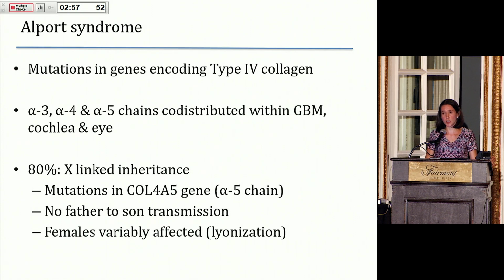Alport syndrome is where you have mutations in the genes for type 4 collagen affecting alpha-3, 4, and 5. And these collagen chains are within the glomerular basement membrane, the cochlea, and the eye, which explains the clinical presentation. 80% of the cases are X-linked inheritance, so they're mother to son for the general presentations, and these are mutations in the COL4A5 gene, which encodes the alpha-5 chain. You can see some involvement in females occasionally because of the effects of lyonization, but generally this tends to be very mild.